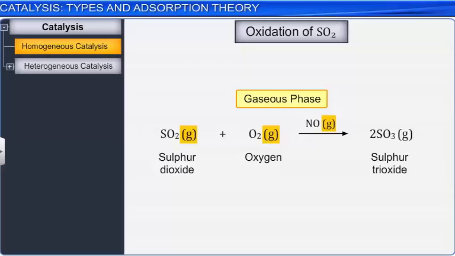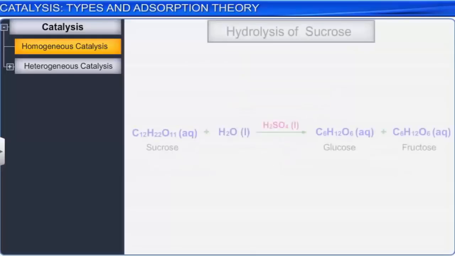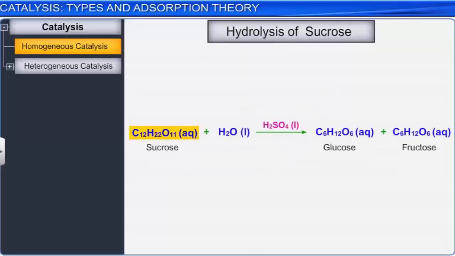Consider the hydrolysis of sucrose solution in the presence of dilute sulfuric acid. The catalyst, dilute sulfuric acid, is in the same phase as that of the reactant sucrose, that is, in the solution phase. Therefore, this reaction is also an example of homogeneous catalysis.